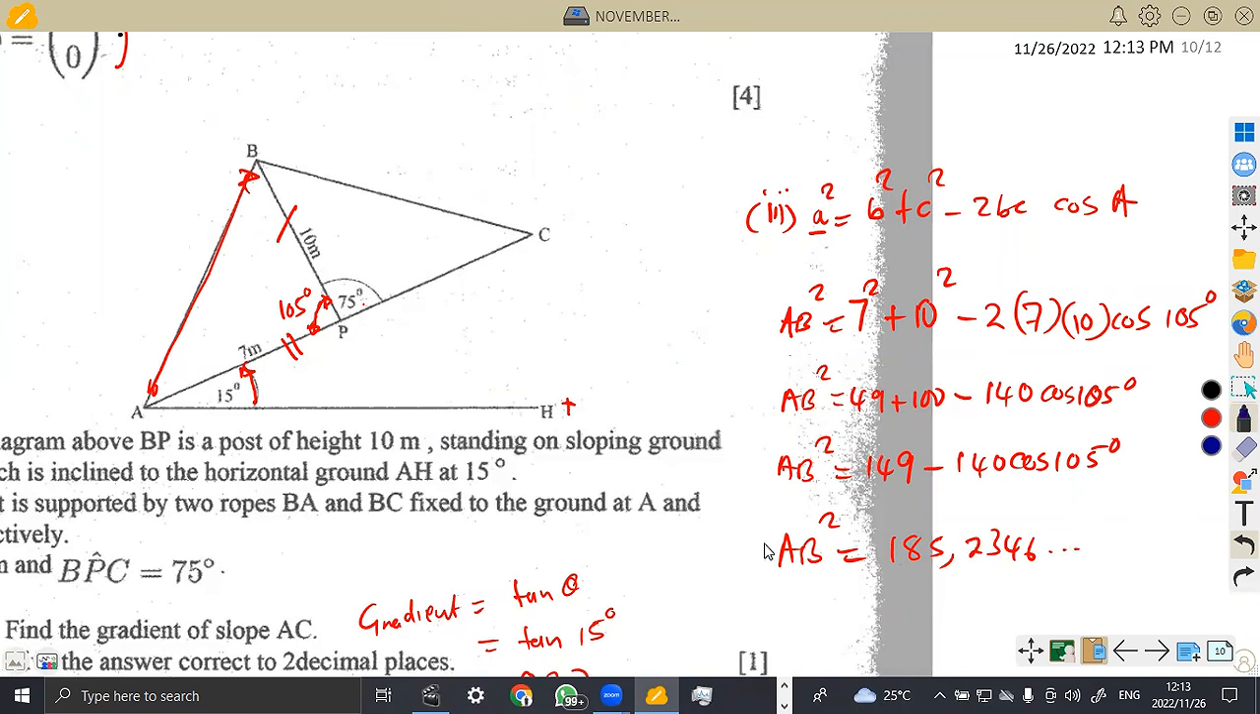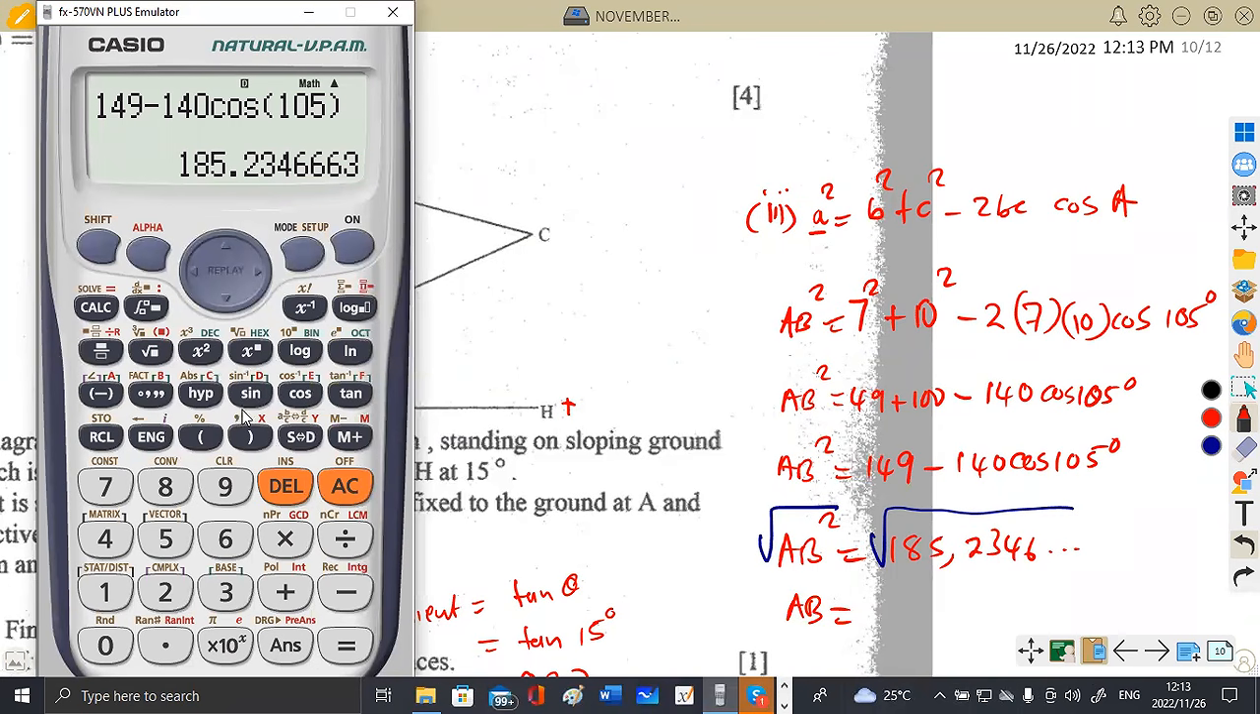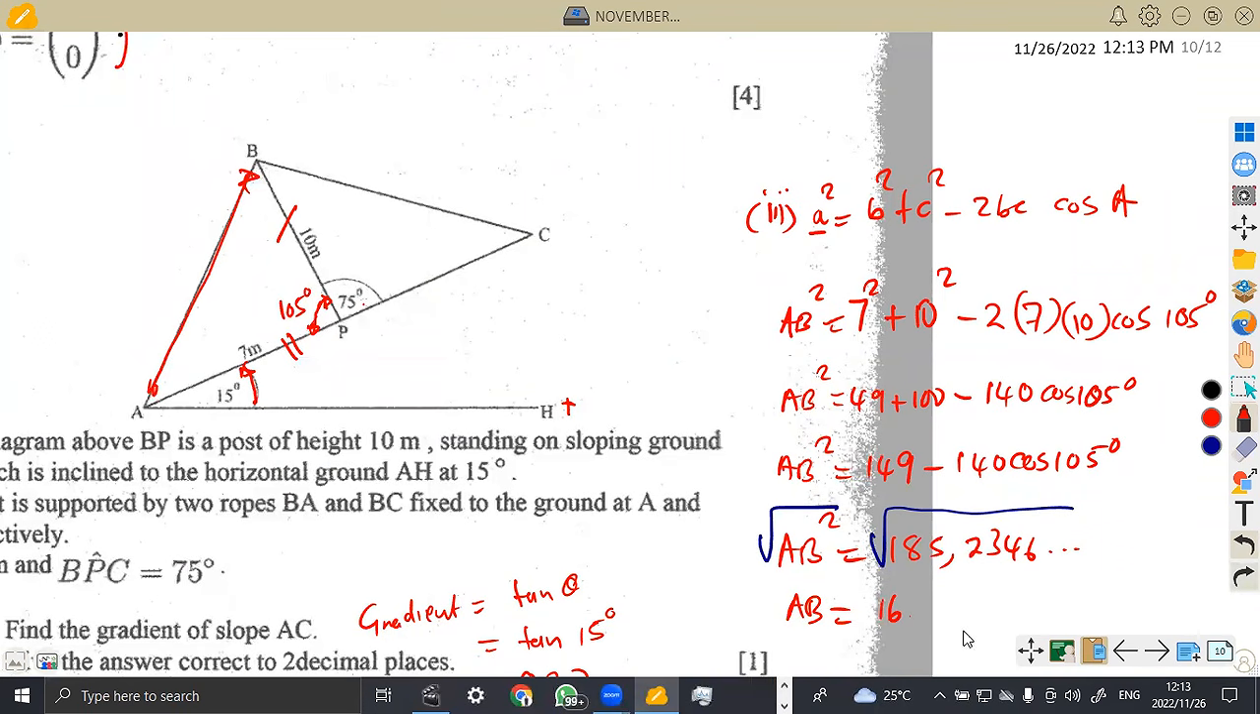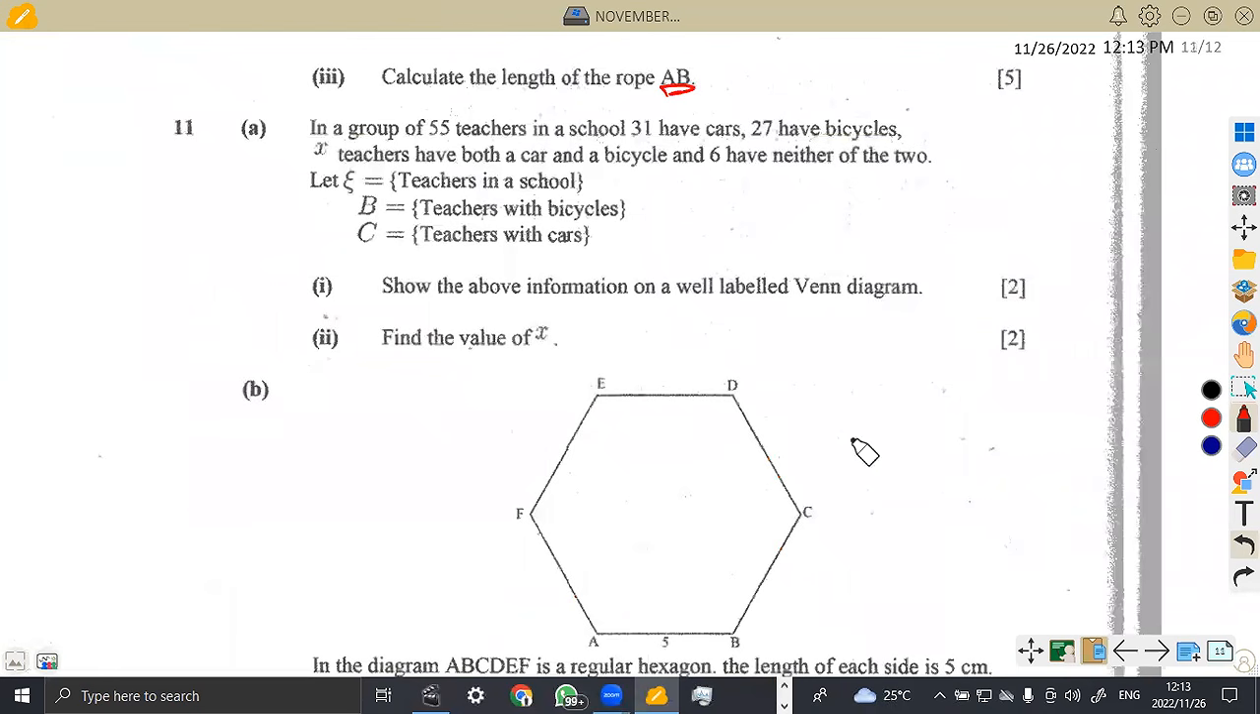To find AB, we take the square root of both sides, then automatically we have AB. So the square root of the answer that we had is 13.6100, which is about 13.6, or 13.61. So it's going to be 13.6, and it was in meters. So this is the length of the rope AB, that is 13.6 meters. I think this was actually a direct question, just depending on what you are having from there.